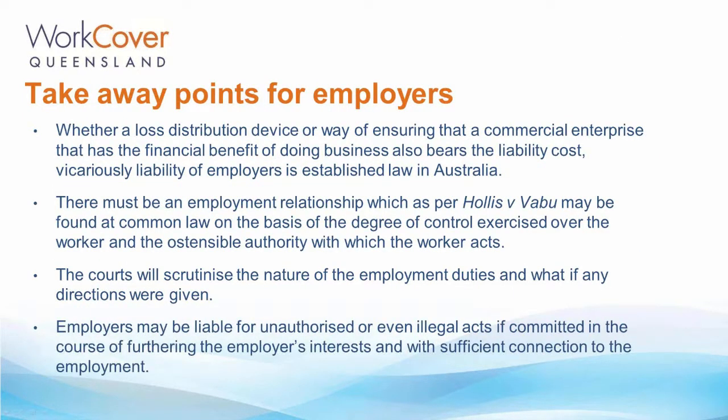So what are some takeaway points from the issues we've discussed today? Whether it's a loss distribution device or a way of ensuring that a commercial enterprise that has the financial benefit of doing business also bears the cost, vicarious liability of employers is the established law in Australia. There must firstly be an employment relationship, which, as per the decision in Hollis and Babu, may be found at common law on the basis of the degree of control exercised over the worker and the ostensible authority or apparent authority with which he acts.